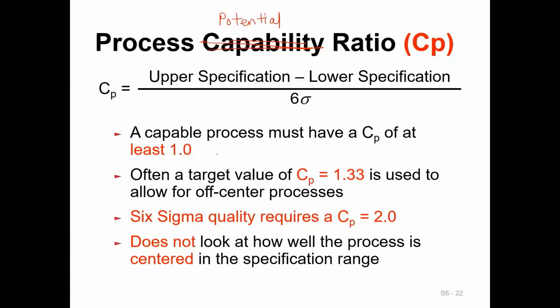Take notes. All right. Okay, capability more than 1, CP 1.33 target, and then 6 sigma is 2.0. 6 sigma CP is 2.0. So we always want to aim for more than 2.0. So the weakness of CP is that it doesn't consider the off-center scenario. What does it mean? Look at the next one.